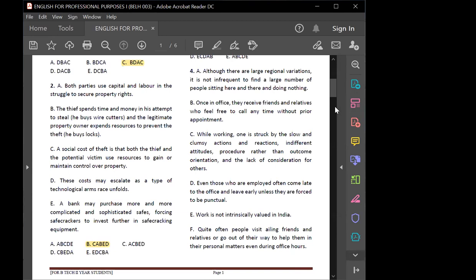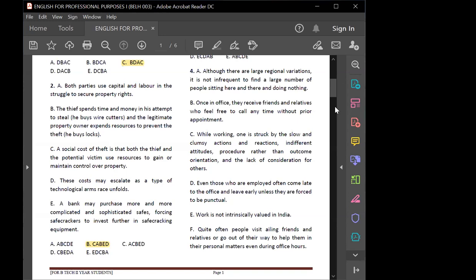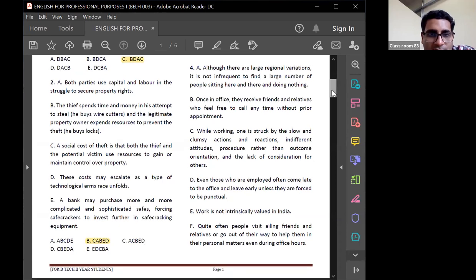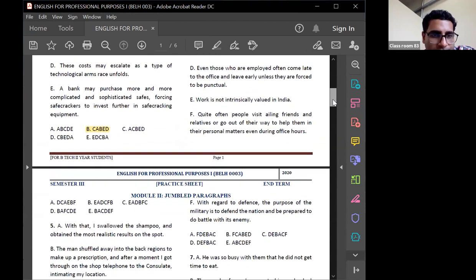So it says, while working, one is struck by the slow and clumsy actions and reactions, indifferent attitudes, procedures rather than outcome orientation, and the lack of consideration for others. So it basically covers everything we are talking about, which is how work is not taken seriously. Ignored. Ignored in India, right? Correct word. So I would say that your answer is absolutely correct. And we go with EAD BFC.